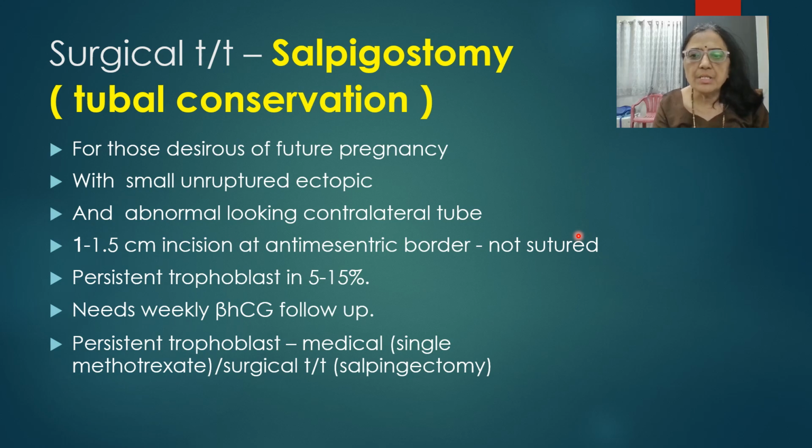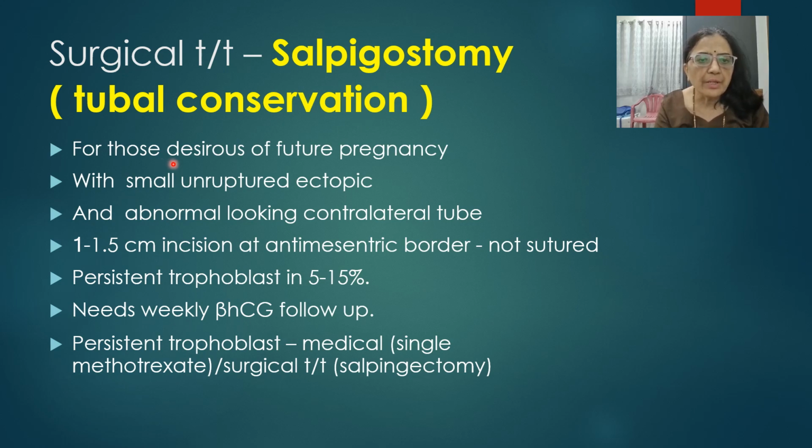Now we start with the surgical management of unruptured tubal ectopic pregnancy, and the first technique which we will be discussing is salpingostomy. Now this salpingostomy is the procedure where tubal conservation is done, whereas the other technique is called salpingectomy, which is a relatively radical technique where we do the removal of the fallopian tube.